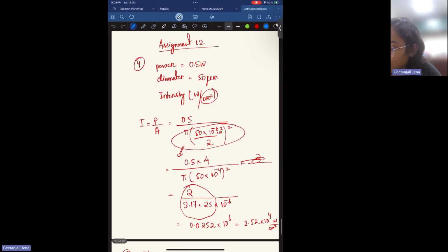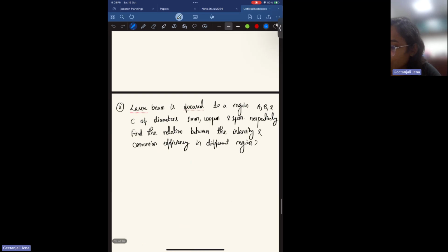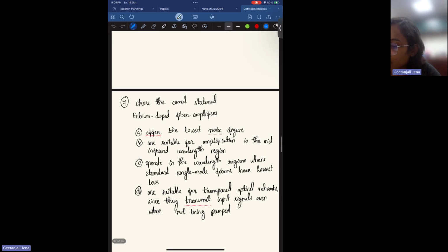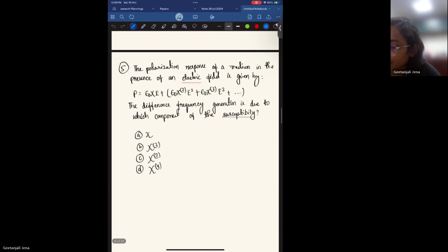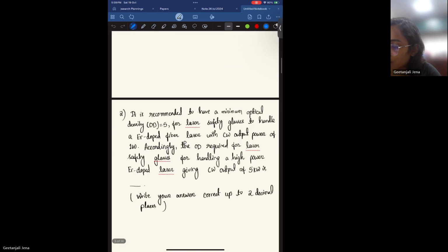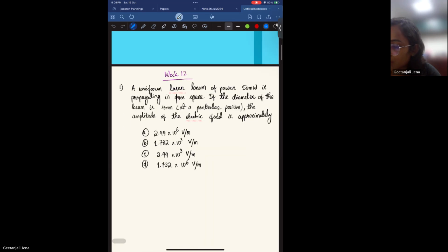So these are the doubts that you had for the assignment 12. So let us solve few additional problems. Please read the question once.